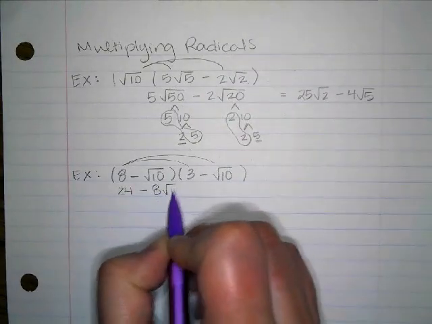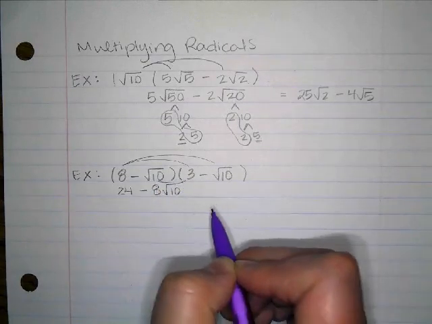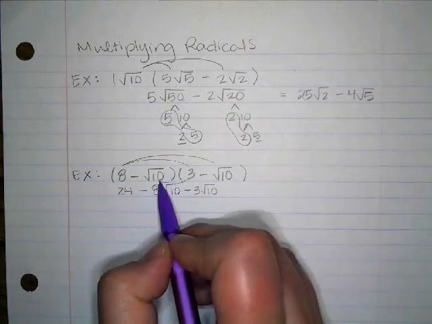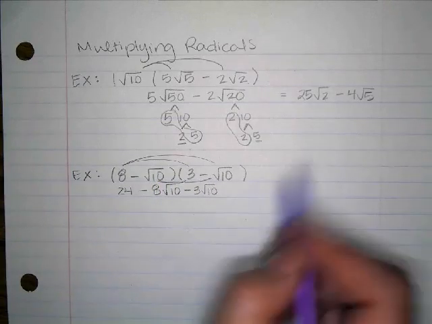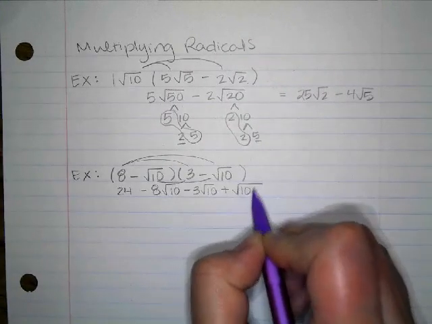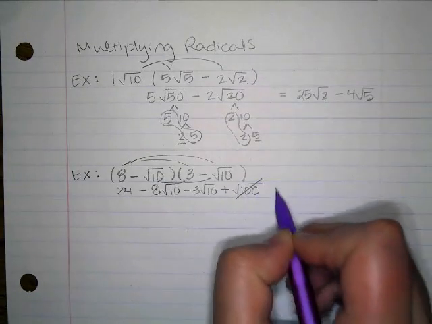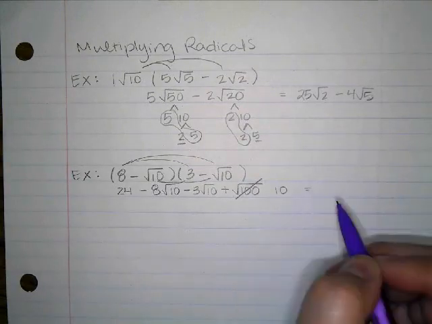Okay. And then negative root 10 times positive 3. And then negative root 10 times negative root 10. Positive square root 100. And what is the square root of 100? Just 10. Okay? So if we combine our like terms, what do we get?